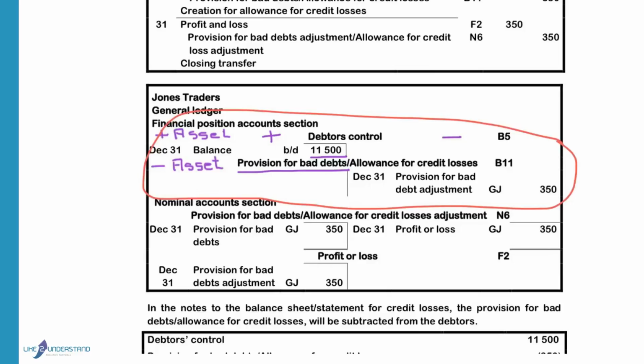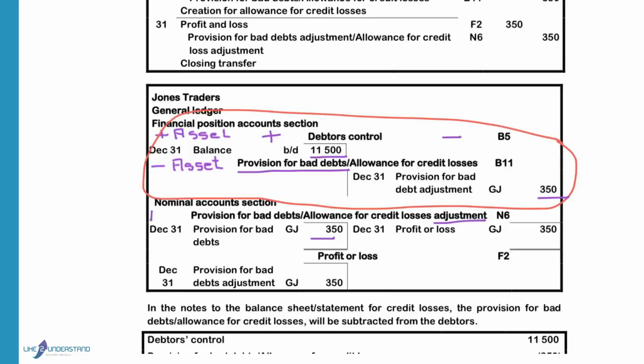When we record this in the balance sheet, we will subtract the provision from the debtors. So to reduce my debtors, I will credit provision for bad debts. Provision for bad debts must always have a credit balance because it's my negative asset. Because I credit the provision for bad debts, I will debit the provision for bad debts adjustment. The adjustment account is a nominal account.